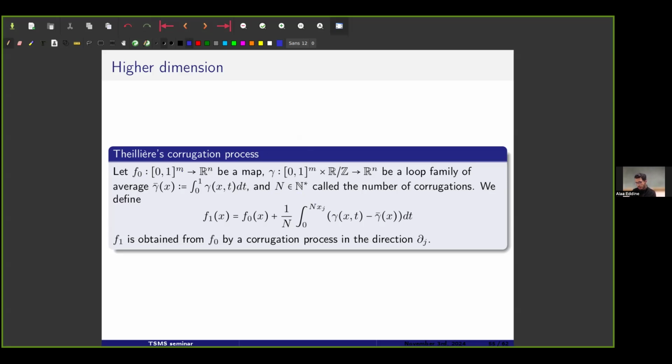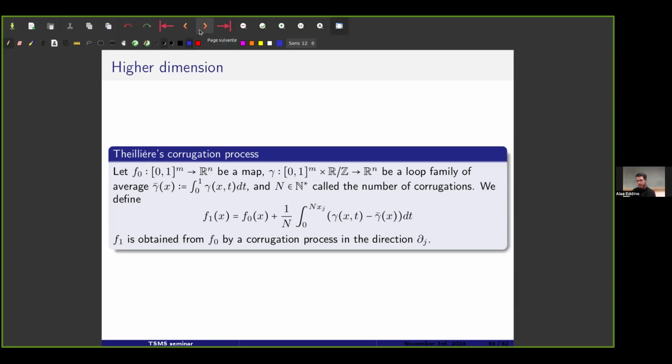So let's start with some f0, a continuous map on a cube, and for each point we have a loop. So we have a loop family, and since we are in higher dimension, we need to choose a direction where we add the waves or the oscillations. If we choose the g direction, we integrate just in the direction xg, and it will verify the same properties as before.